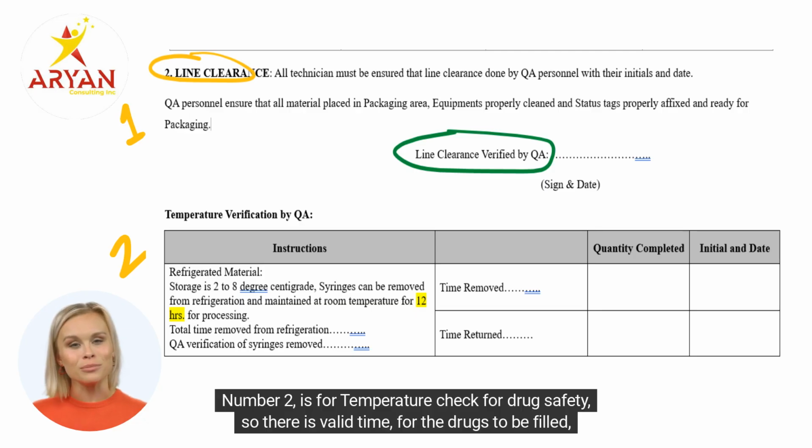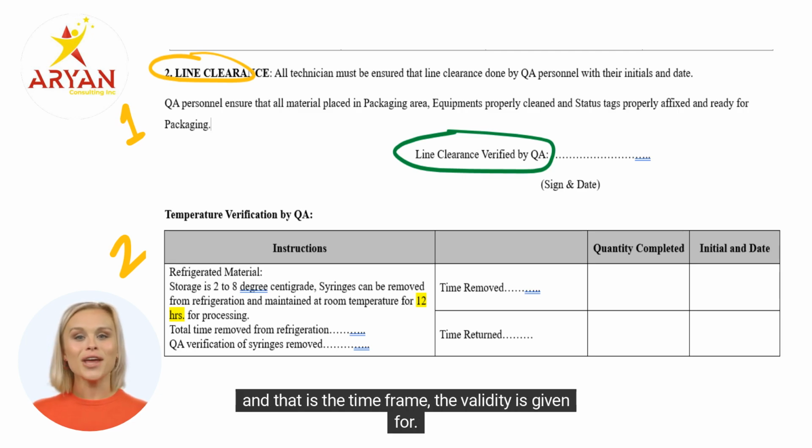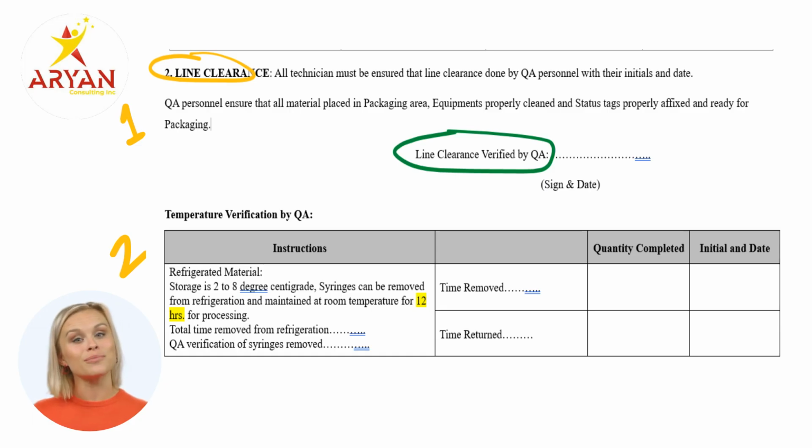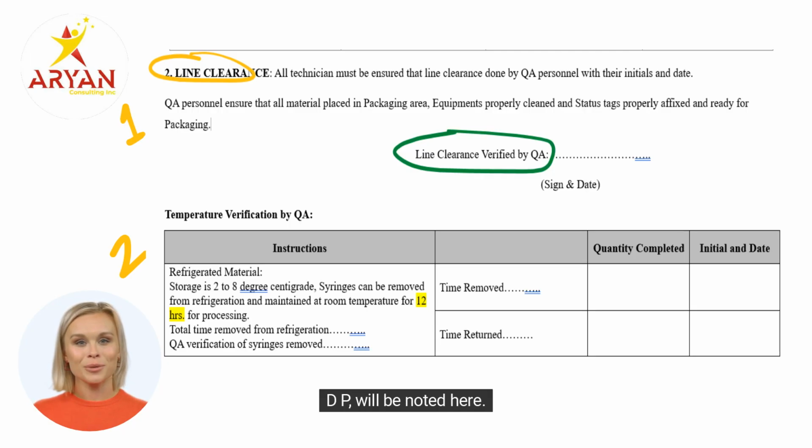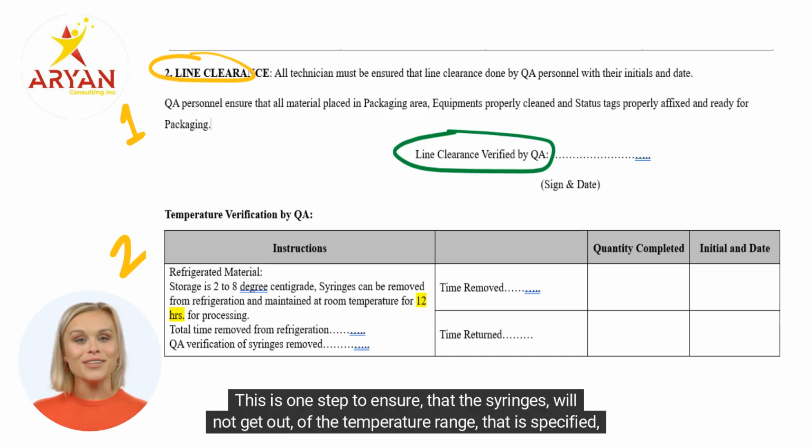Number 2 is for temperature check for drug safety, so there is valid time for the drugs to be filled, and that is the time frame the validity is given for. In other words, on the same step, you see that the time of end of operation and storage of labeled FDP will be noted here. This is one step to ensure that the syringes will not get out of the temperature range that is specified in the batch step.